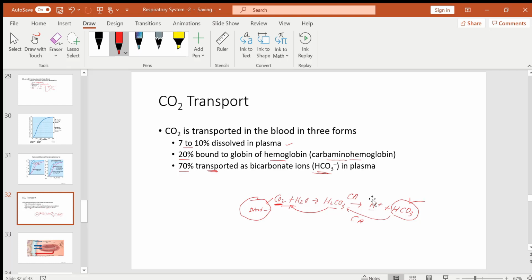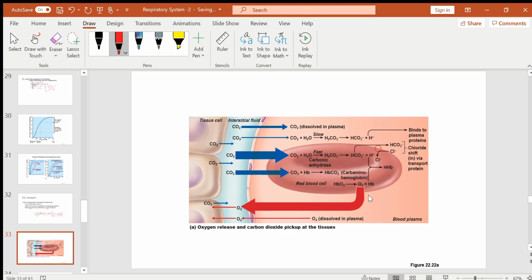So here you see 70%, the amount is shown by a thick line. So carbon dioxide by the blue arrow. You see here, most of the carbon dioxide, that means 70%, binds with water very fast and produces carbonic acid, and it splits into bicarbonate and hydrogen. Okay, and carbonic anhydrase is the enzyme. Then about 20% by binding with hemoglobin, carbamino hemoglobin. And a small amount dissolved in plasma, 7 to 10%.